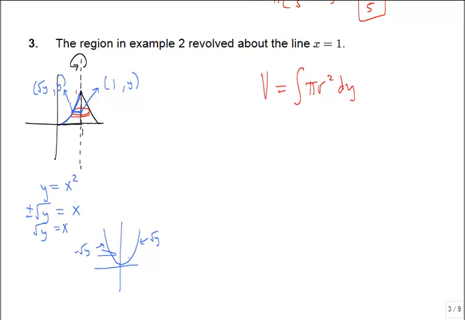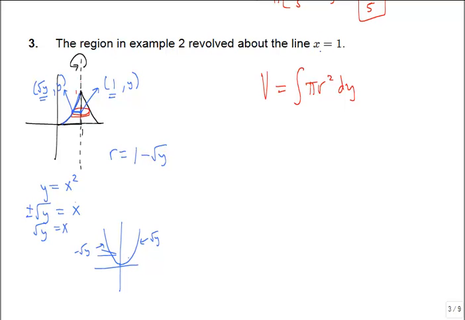Okay, so now that I know what my 2 x's are, to get the radius is going to be the difference in these 2 x's to get that horizontal distance. And to ensure that you're getting a positive difference, always do the right point minus the left point. So this right x value minus this left x value. So that's going to be 1 minus square root of y. Notice that this radius function is no longer just in terms of that function, because we have this 1 involved. We shifted it because we had a new axis of revolution at 1.